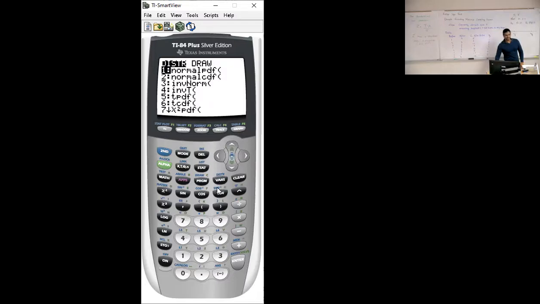Second step: we've got to do the PDF. So what is N? 8. What is P? P is the probability under the null, which is 0.5, comma, and then the second list, L1.